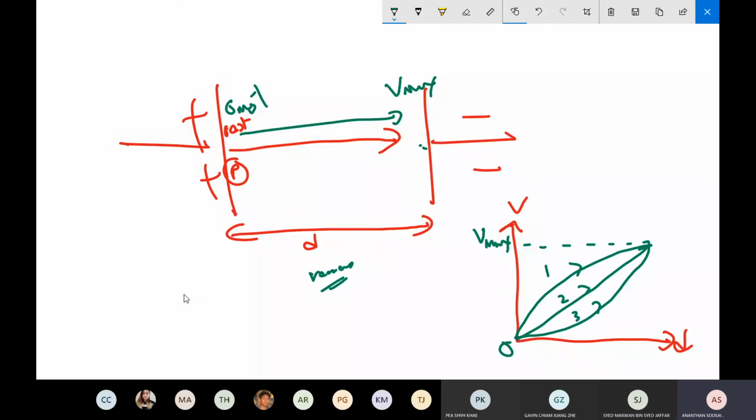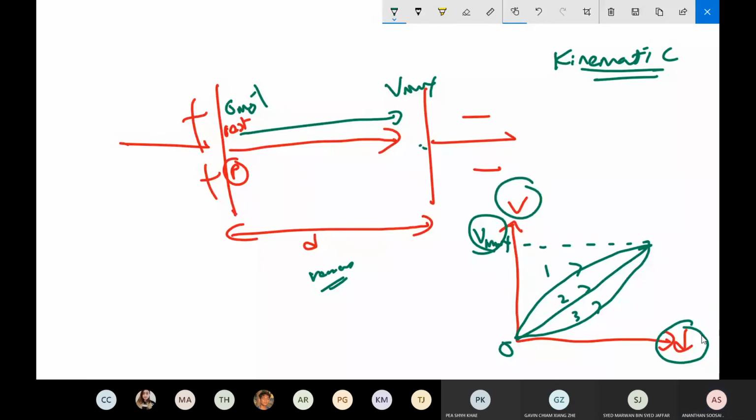Okay, first, my clue is to get a formula relating V and D. Can you find one formula relating V and D? One kinematic formula relating V and D. Then you can get the shape ready. What kinematic formula can relate V and D? D is actually displacement, like S. What formula relates V and S? Kinematic formula: V squared equals U squared plus 2AS. Yes, this is the formula relating V and S.